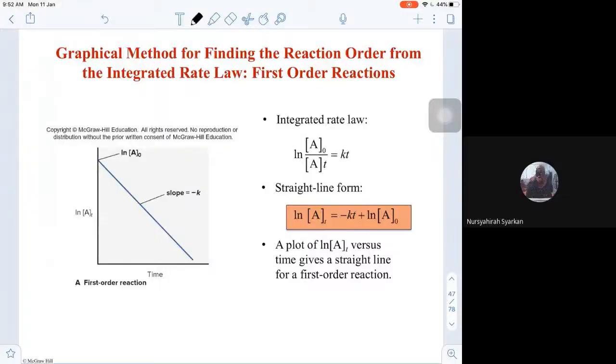I want you to look at your textbook, page 718. Okay, page 718 is the determination of the reaction order from the integrated rate law.